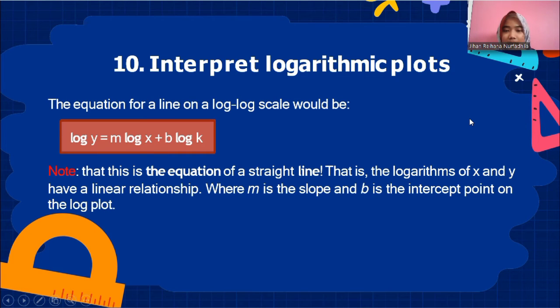Okay, next, interpret logarithmic plots. The equation for a line on a log-log scale would be log y equals m log x plus b, where b is log k. This is the equation of a straight line. The logarithms of x and y have a linear relationship, where m is the slope and b is the intercept point on the log plot.